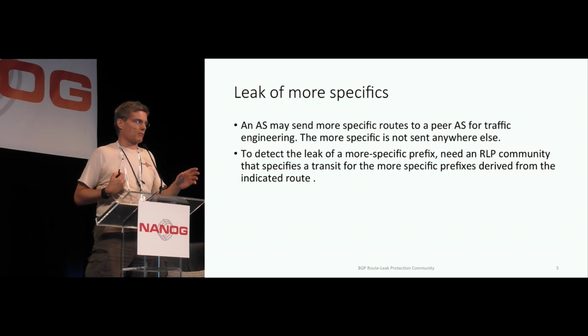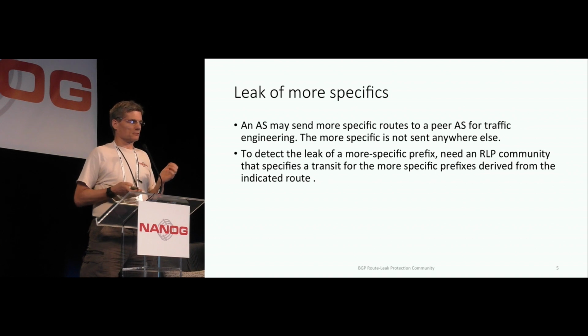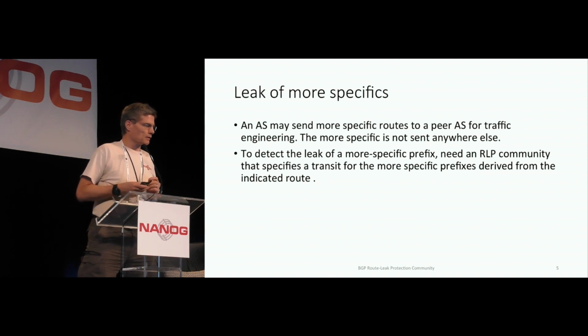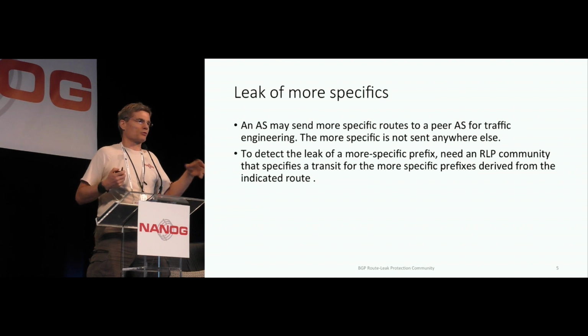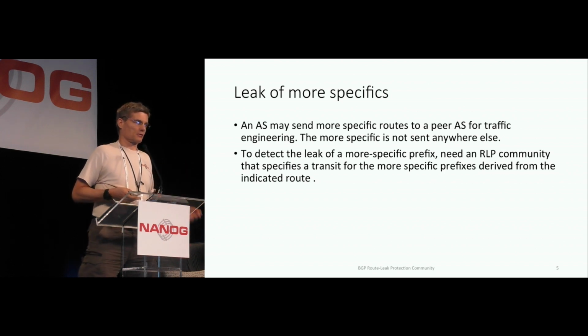So my answer for that one is to put another route leak protection community in that says this is a transit for all of the more specific routes to this route. Okay, so now we have two of them. We have one that says, these are my transits for this route, and the other one that says, these are my transits for all of the more specific routes of this route, the ones with the longer net masks.